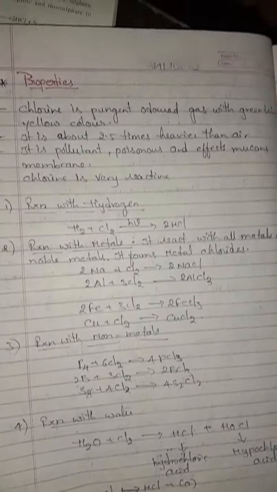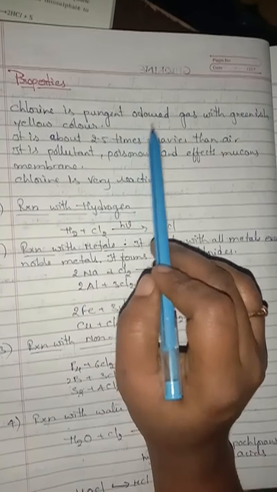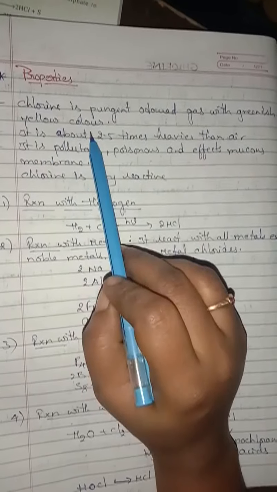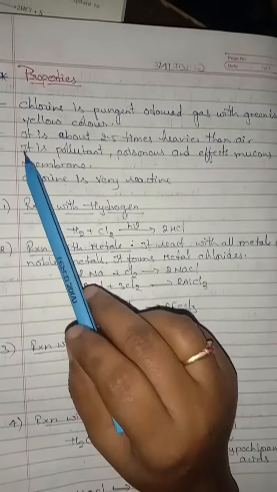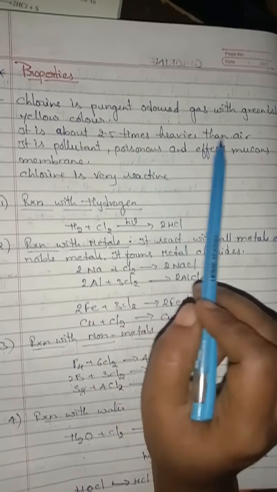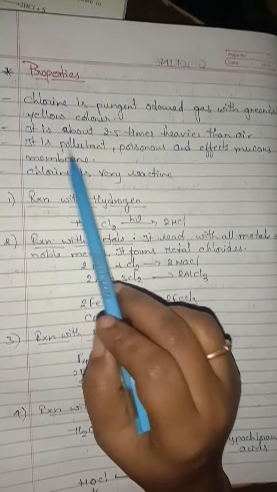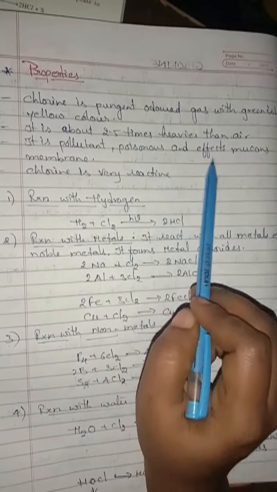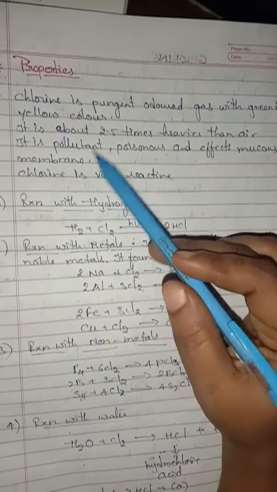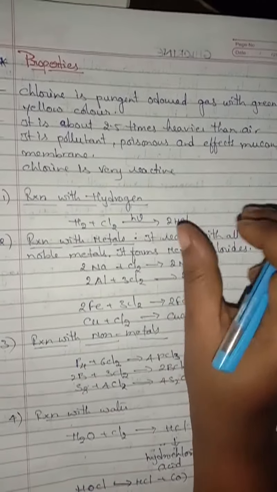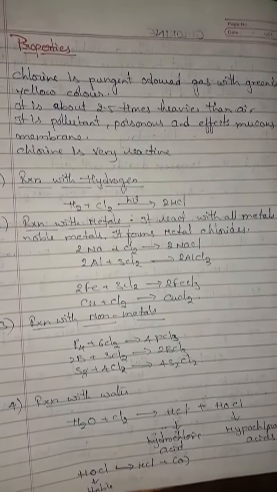Chlorine has a pungent smell. Chlorine is a pungent-smelling gas with a greenish yellow color. The color is greenish yellow and the smell is pungent. It is about 2.5 times heavier than air. Next, it is a pollutant, poisonous and affects the mucous membrane. As it is a pollutant and poisonous gas, it affects the mucous membrane which is present in our nose.